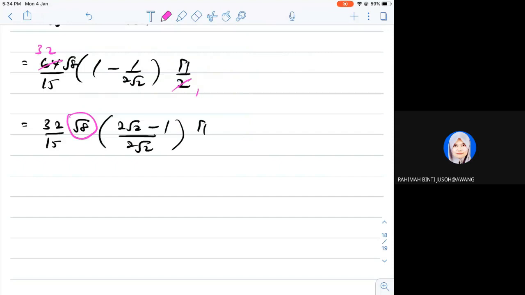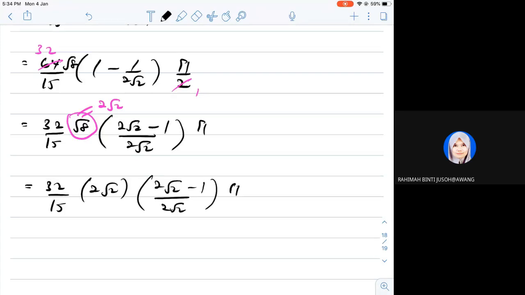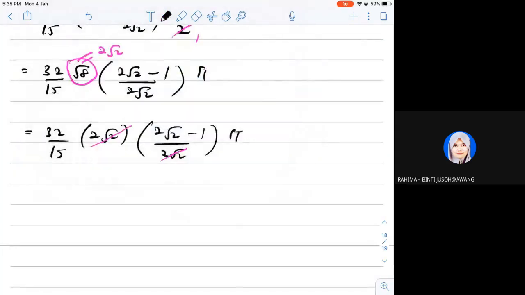Square root 8 is equal to 4 times 2, 8. So square root of 4 is 2, times square root 2. So this can be cancelled with the one below. Okay. So 32. Wait, step by step. 32 over 15 times 2 square root 2, multiplied by 2 square root 2 minus 1 over 2 square root 2, times pi. So the two terms I mentioned earlier cancel. So the final answer would be 32 over 15, 2 square root 2 minus 1, times pi.